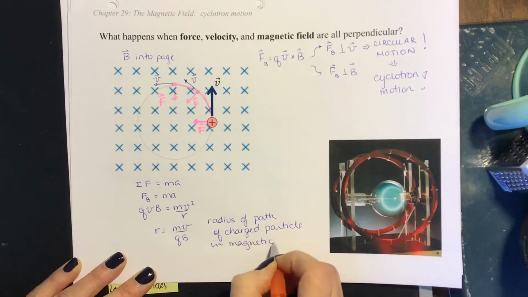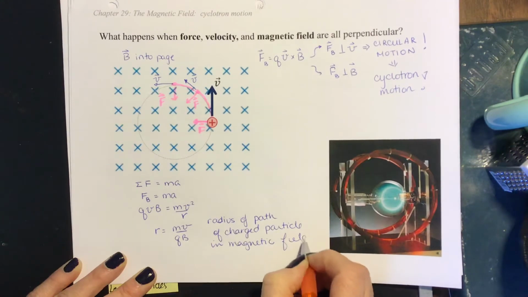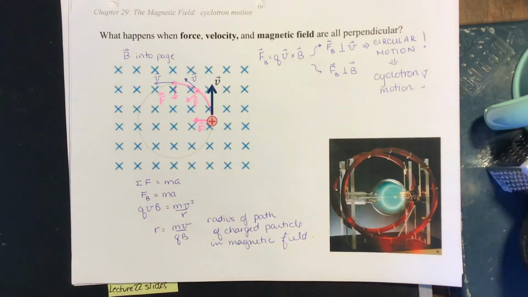And this sort of idea is used loads and loads in experimental physics. If you put something in a path like this where you can measure the radius, you can find the charge to mass ratio. That's how we learn a lot of things about new isotopes.